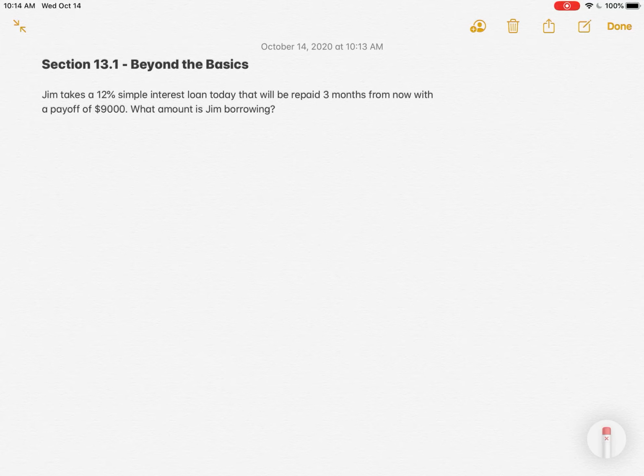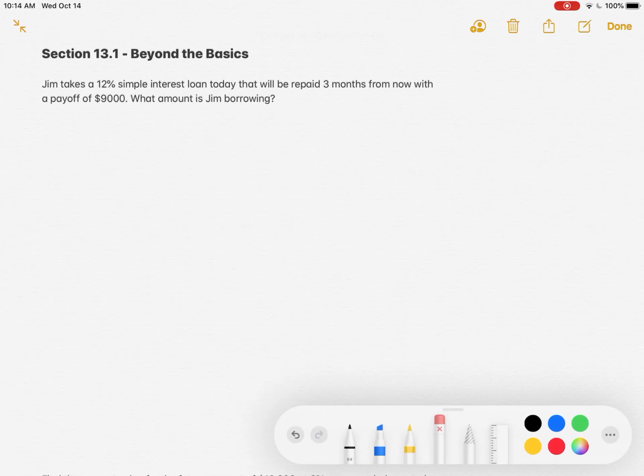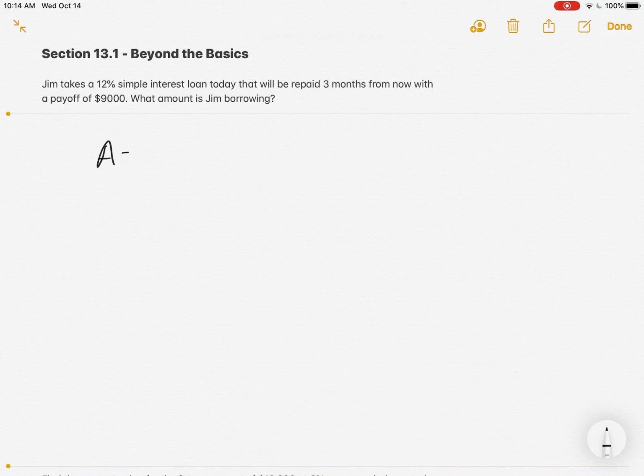Those were the questions. This is different. Here they're giving us the end amount, the payoff amount of 9,000. And so the 9,000 is our A, not the P. They're actually looking for the P. They want us to find how much Jim's borrowing. Sometimes P is called the present value. P is the principal amount, the present value. We want to find P, how much he's borrowing.